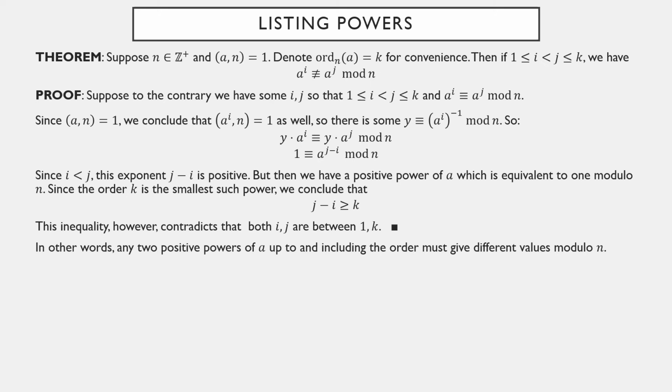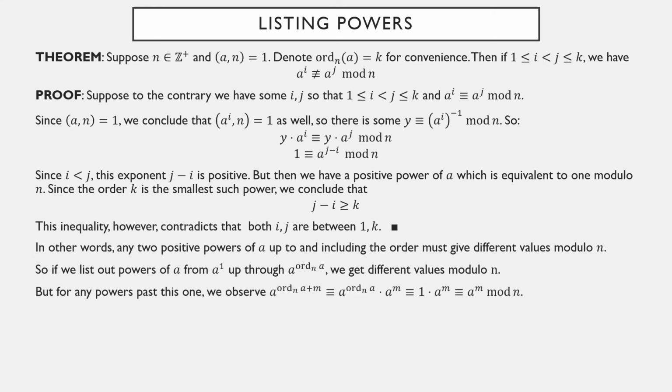So in other words, any two powers of a, up to and including the order, a to the first, a to the second, all the way up to a to its order, cannot be equivalent modulo n. So if I list those things out, a to the first up through a to its order, those are all different modulo n. What happens if I go past the order?